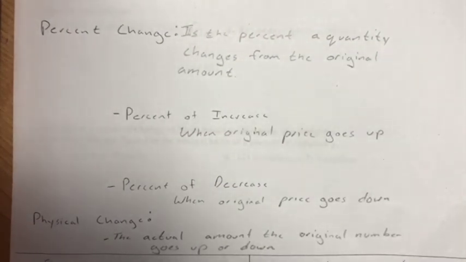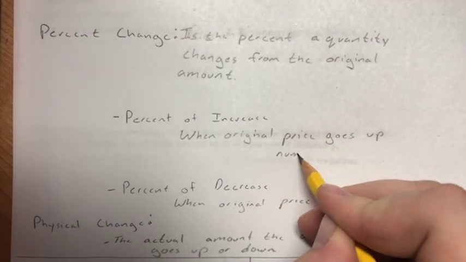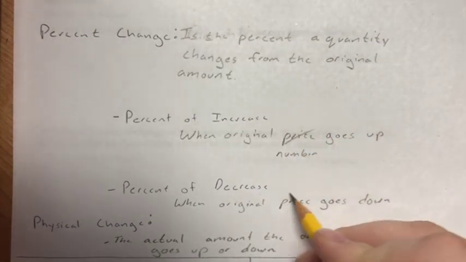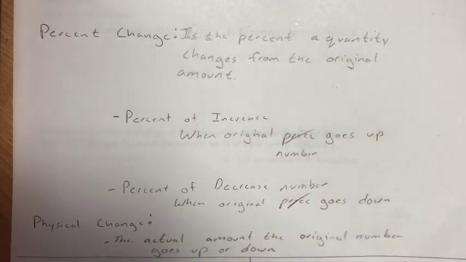Percent increase is when an original price or original number, and I shouldn't say price because it could be anything, goes up, all right? And percent decrease is when a number goes down, all right? It's pretty straightforward on that.